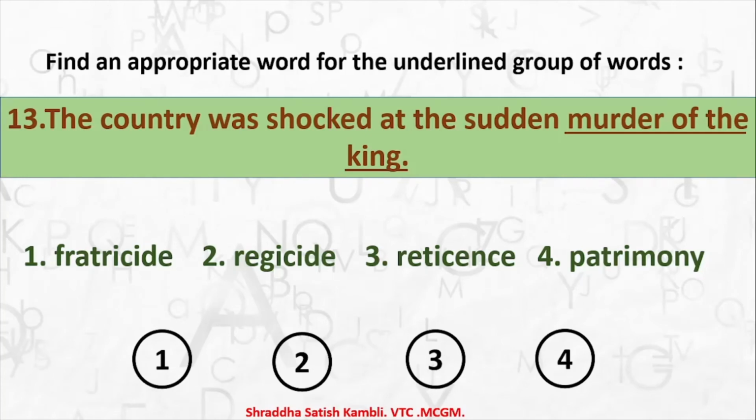It is regicide. Side means killing. When you say suicide, it means you're killing yourself. So the country was shocked at the sudden regicide. When regicide happens, it means the king who's ruling that particular country has been killed.